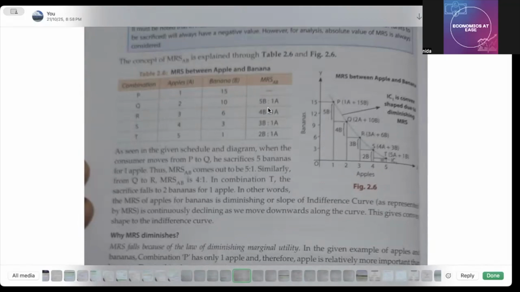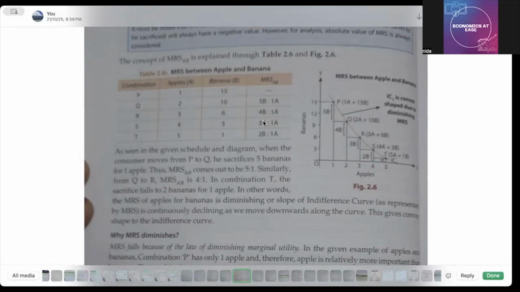10 and 15 का difference 5 है, तो it means you are sacrificing 5 bananas for 1 apple. Then same here, 10 and 6 का difference क्या है? 4 bananas with 1 apple. Then 3 bananas and 4 apples and one apple and so on. Okay. Then, as seen in the given schedule and diagram, when the consumer moves from P to Q, P और Q से जा रहा है, he sacrifices 5 bananas.